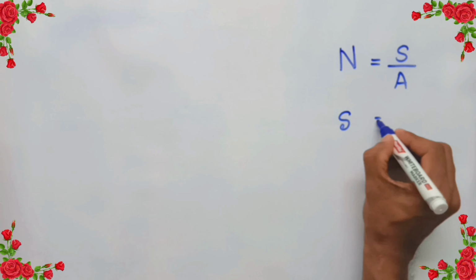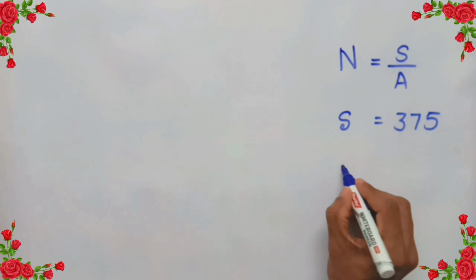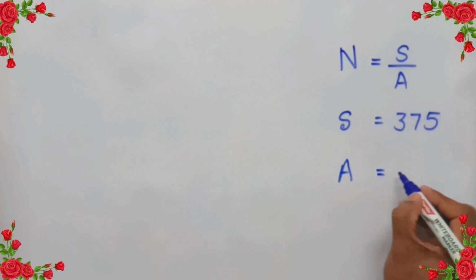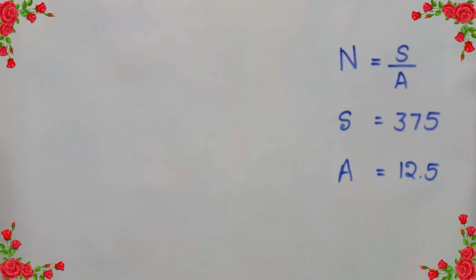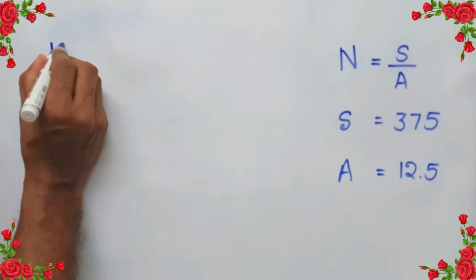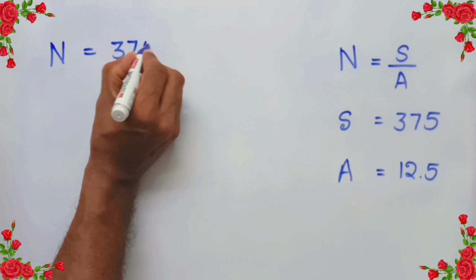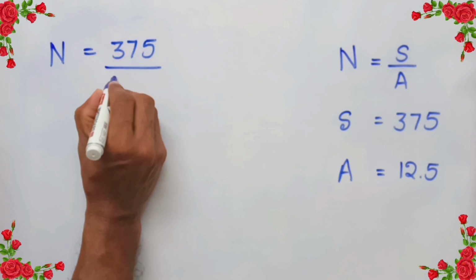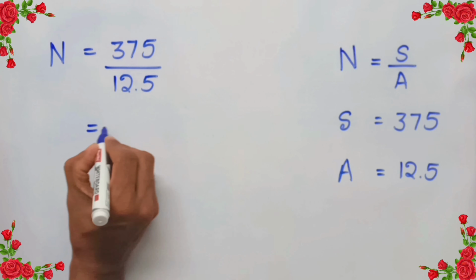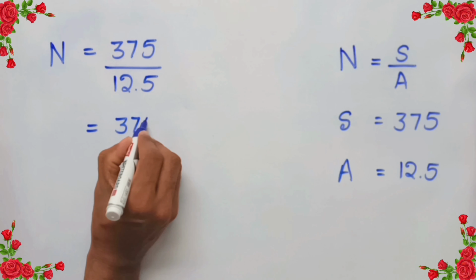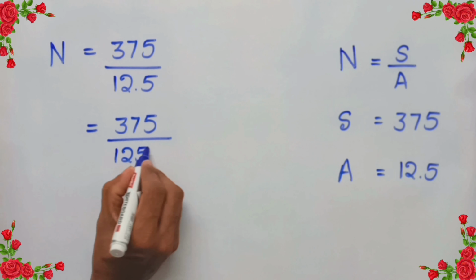And it's given that total cost S equal to 375 and average cost A equal to 12.5. You need not write this data, but keep it in your mind or mark it in your question paper and follow the next step. Number of pens equal to 375 by 12.5. Now we shall convert the decimal fraction into an improper fraction. 12.5 becomes 125 by 10.